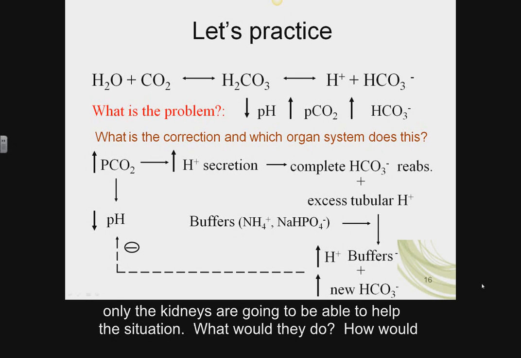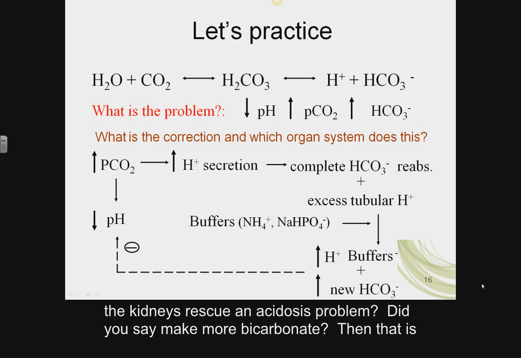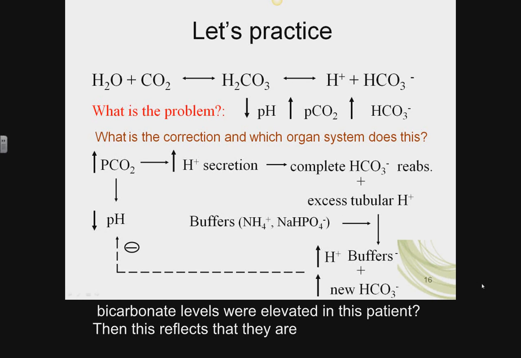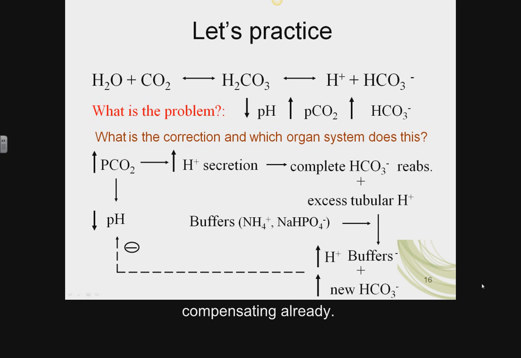How do you know the patient is compensating already? Well, if it's a respiratory problem, then only the kidneys are going to be able to help the situation. What would they do? How would the kidneys rescue an acidosis problem? Did you say make more bicarbonate? Then that is true. How do you know if the patient is compensating already? Didn't I say that the bicarbonate levels were elevated in this patient? Then this reflects that they are compensating already.